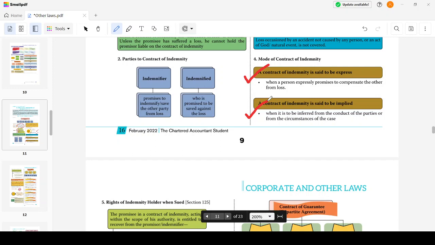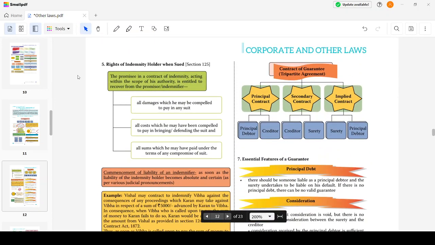Now, an implied contract. Whenever we board a bus, the driver is responsible for taking good care of us to reach the destination, because without any accidents, they have to make us reach the destination in good condition. That is an implied contract of indemnity.